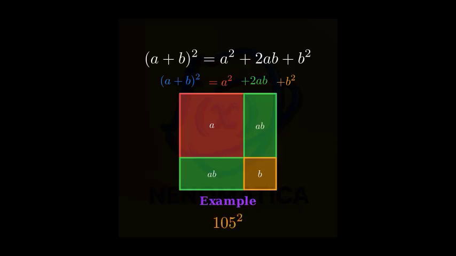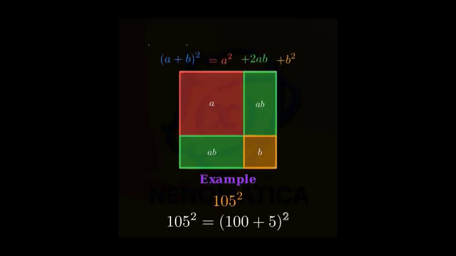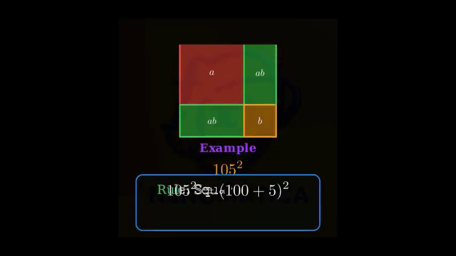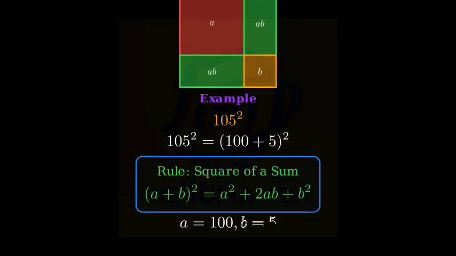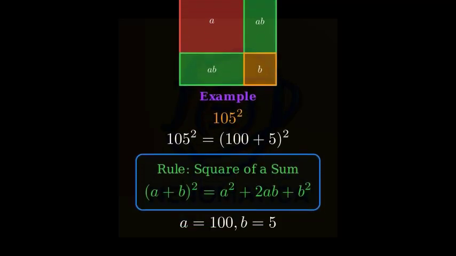We want to calculate 105 squared. While we could just multiply 105 by itself, we can use our formula to find the result more efficiently. First, let's rewrite 105 as 100 plus 5. So we have (100 plus 5) squared. Now, we can apply our formula. (a plus b) squared equals a squared plus 2ab plus b squared. In this case, a is 100 and b is 5.